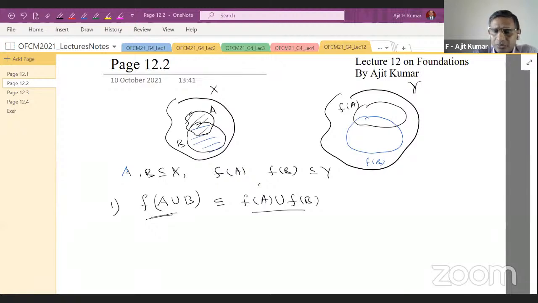Right? What is the second case? If x lies in B, then f of x will lie in f of B. Therefore, y, which is equal to f of x, will lie in f of B. Therefore, y will lie in f of A union f of B. So in any case, this is always true. Right? This is always true. Have you understood the proof?